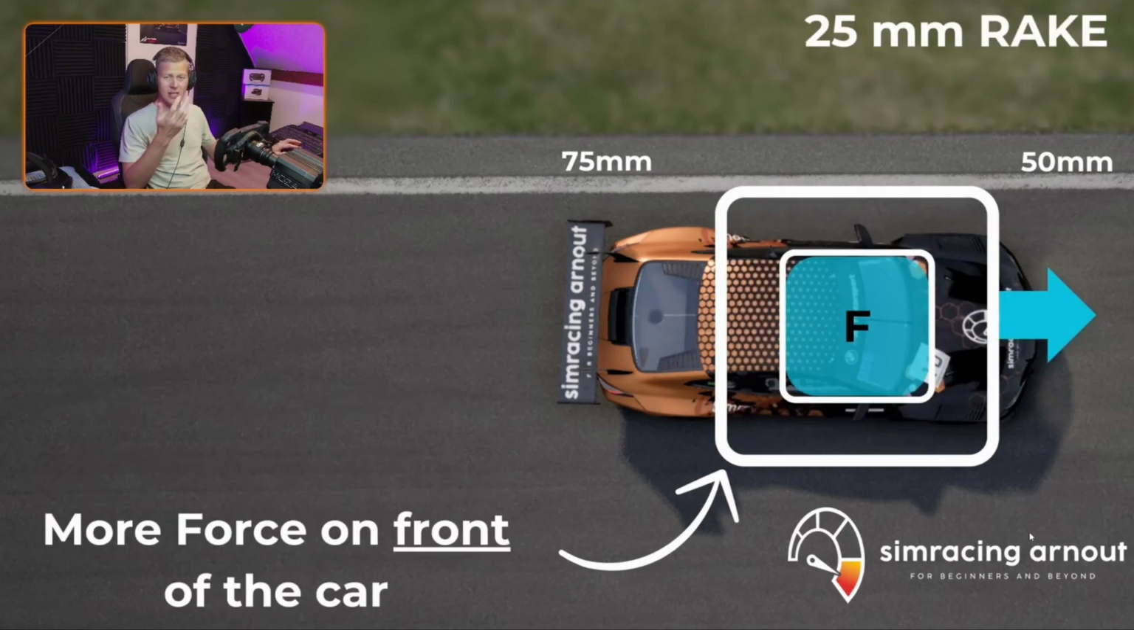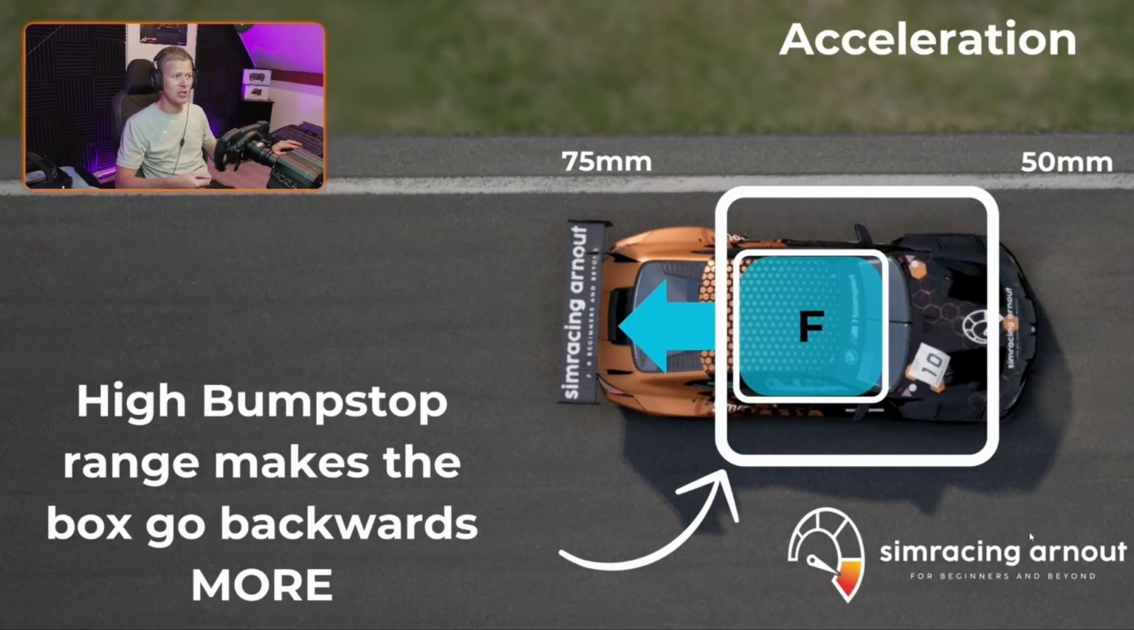So let's talk a little bit more about the model. When we're accelerating, the force box goes backwards. So if we have a lot of rake on the back, let's say we have 25 millimeters of rake, we didn't have any travel on the front, like 0, and we have 25 millimeters on the back. That means all the rake is gone. We have 0 rake in high speed or accelerating situations, which can make the car very understeery all of a sudden.